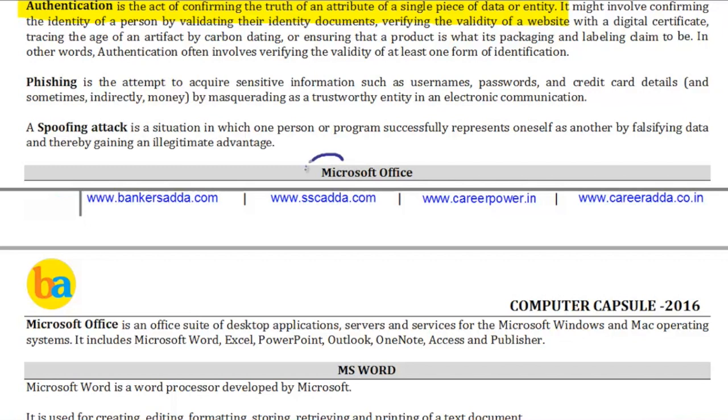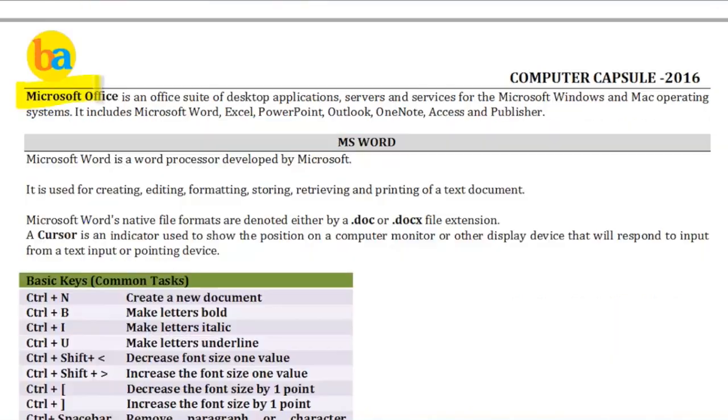After computer security, next we have Microsoft Office. This is very, very important from the exam point of view in banking examinations, as they ask many questions from MS Office. MS Office is an office suite of desktop applications, servers and services for Microsoft and Mac operating systems. That is, MS Office works with Microsoft Windows and Mac operating systems. What all application software does MS Office include? They are Microsoft Word, Excel, PowerPoint, Outlook, OneNote, Access and Publisher.